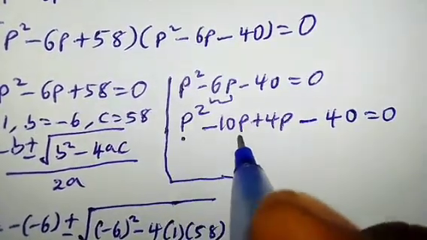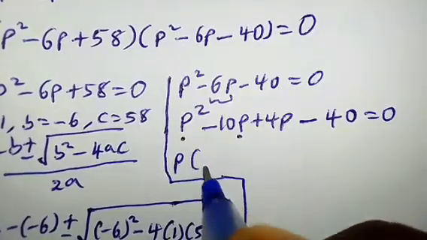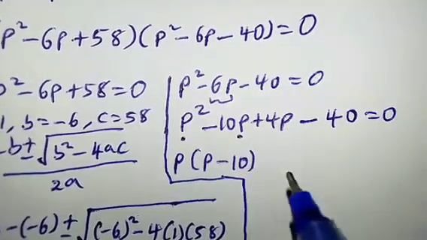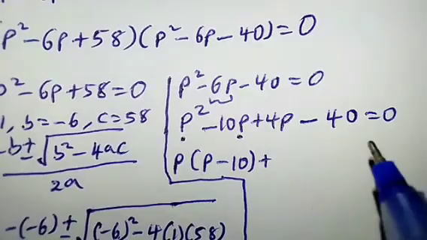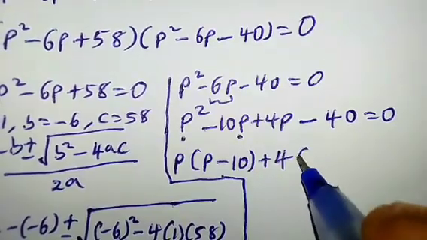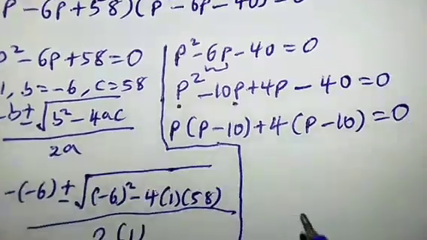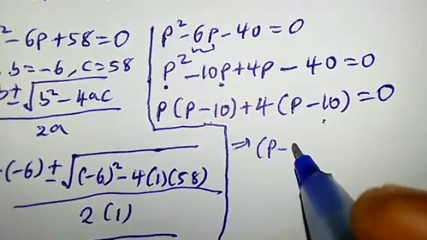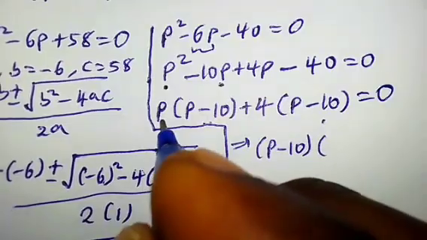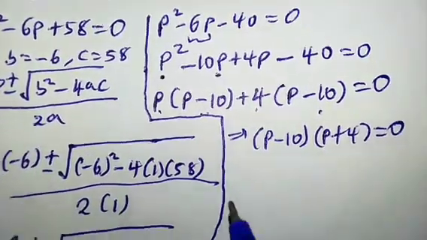What is common here? p is common. I can factor it out. So I have p times (p - 10), plus, I can also factor out 4 from these two terms. So that will be 4 times (p - 10) equal to 0. This implies that (p - 10) is common. So we have (p - 10)(p + 4) equal to 0.